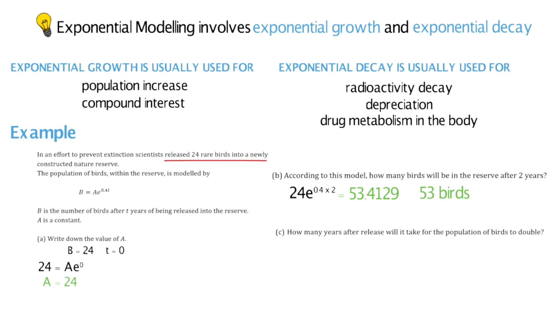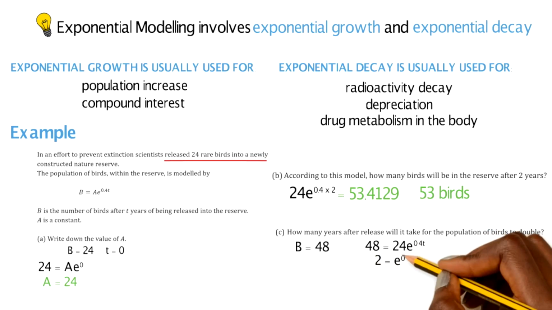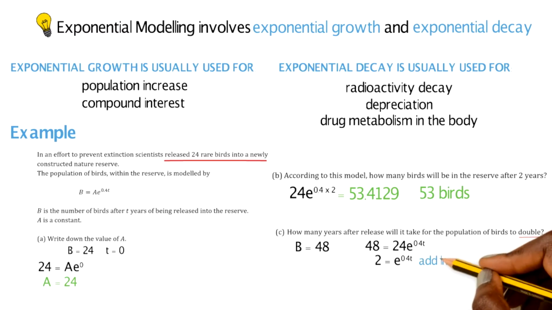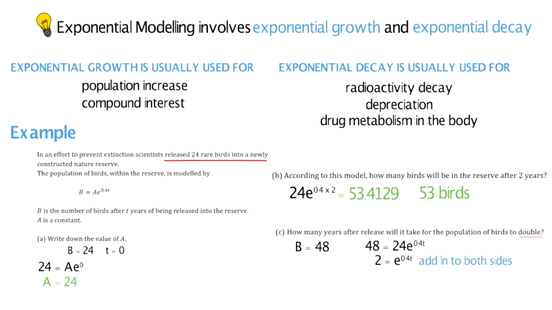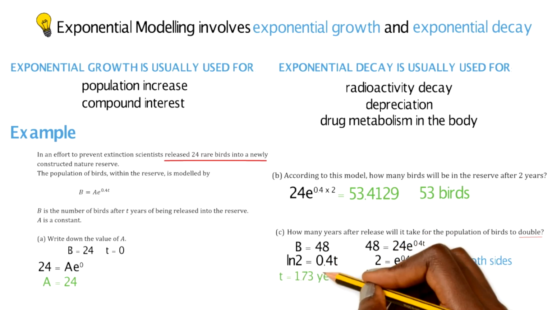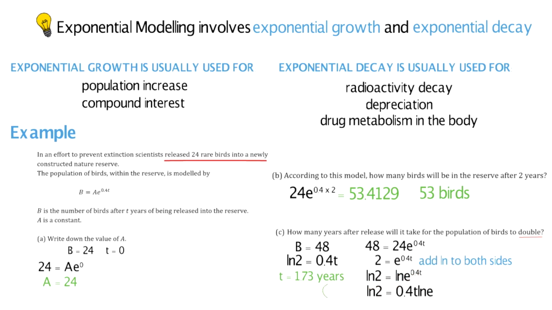And then it says how many years will it take for the birds' number to double after their release. So if it's in terms of doubling, then B would be equal to 48, because 48 is double 24. So then you would substitute that 48 for B into the formula. So then 2 would be equal to e to the power of 0.4t. You would then want to add ln to both sides. So there would be ln 2 is equal to ln e to the power of 0.4t. ln 2 would be equal to 0.4t, as ln e would cancel out. So you'd be left with that. Do ln 2 divided by 0.4 in your calculator and you'd be left with 1.73 years to 3 significant figures.